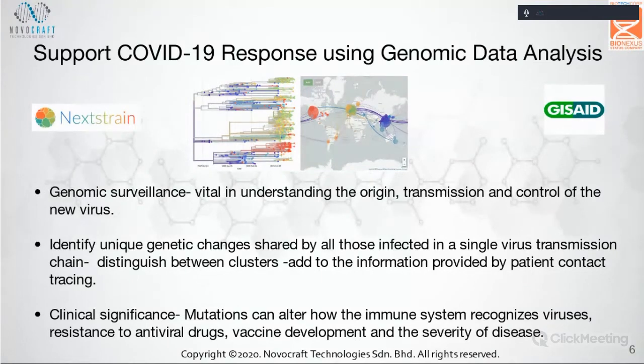Next, genomic analysis will also help provide important information on clinical significance of different virus strains. Certain mutations may alter how the immune system recognizes viruses, make them resistant to antiviral drugs, and also provide important leads to vaccine development.